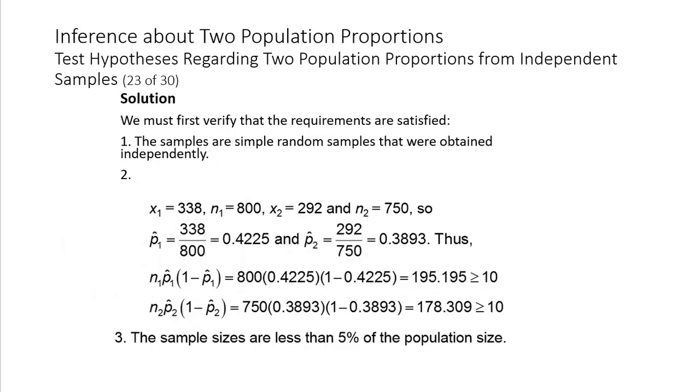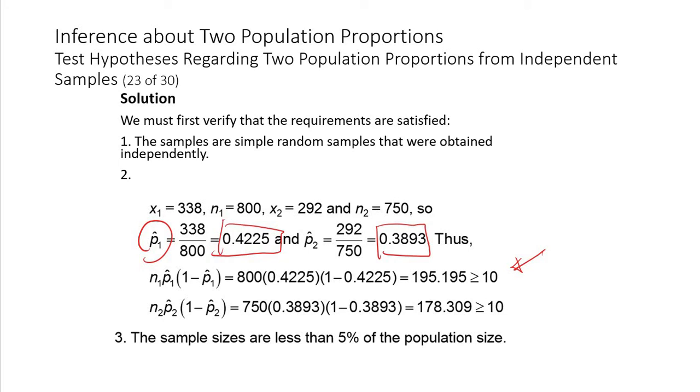So here are the numbers again. From these numbers we can find p1 hat, which is x1 divided by n1. That will give us this number. And we can find p2 hat the same way, which is x2 divided by n2, and we're going to come up with this number. Next, we're going to test or ensure that the independence condition is met.